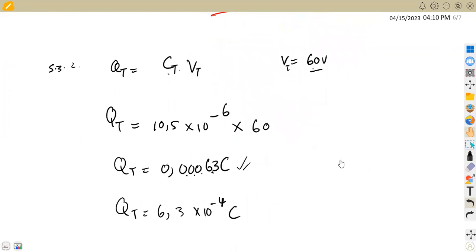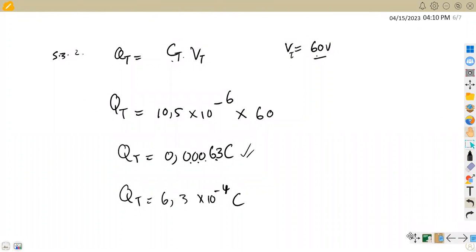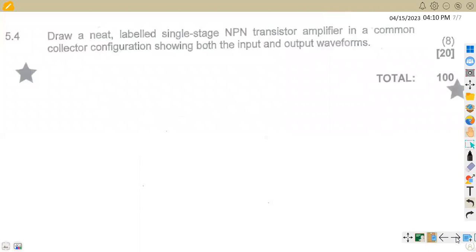All right, so that was our question that we had. Let's check the other part of the question, which is, I think, the last part, 5.4. We are now asked to draw a neat labeled single stage NPN transistor amplifier in a common collector configuration. Take note, common collector configuration, showing both the input and output waveforms, and that is 8 marks. Let's see how you're going to draw this one.